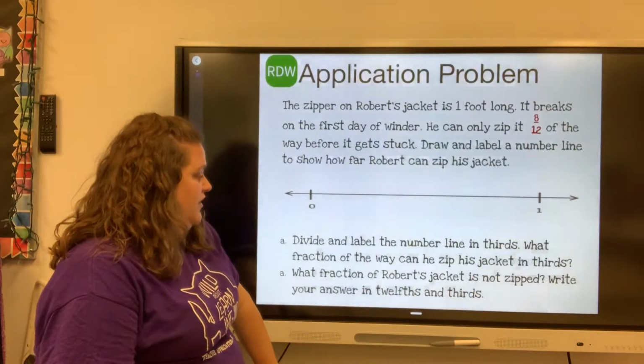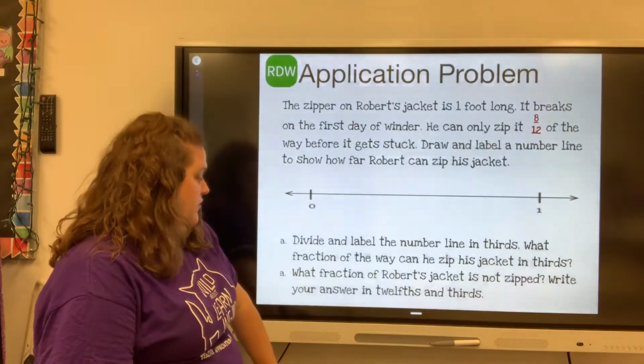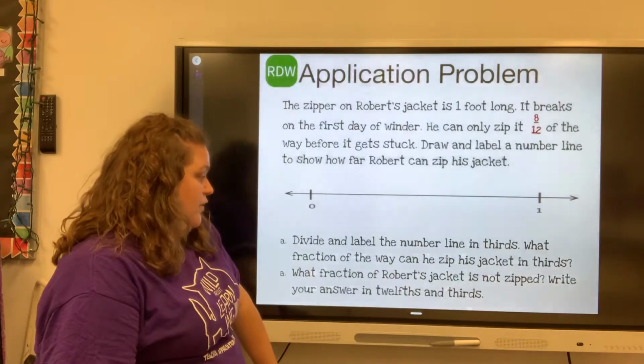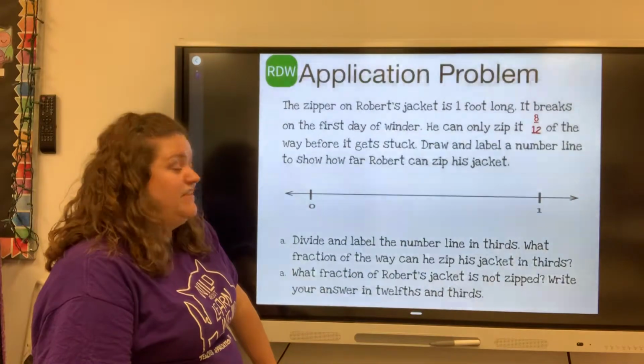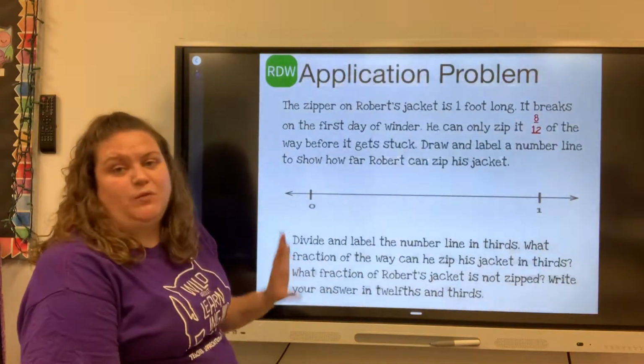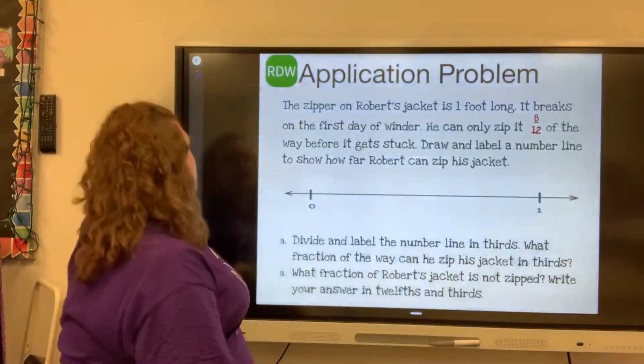Then when we're done with that, we're going to divide and label the number line into thirds. What fraction of the way can he zip his jacket in thirds? Then finally, what fraction of the jacket is not zipped? Write your answer in 12ths and thirds. So we have 3 parts, but we're going to start with the first part and poor Robert and his jacket.